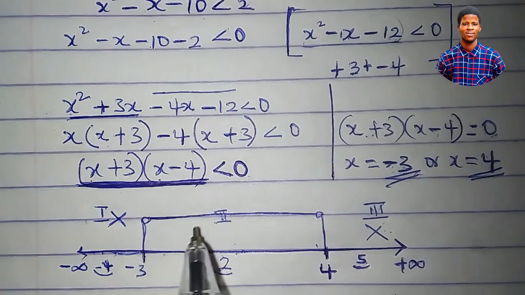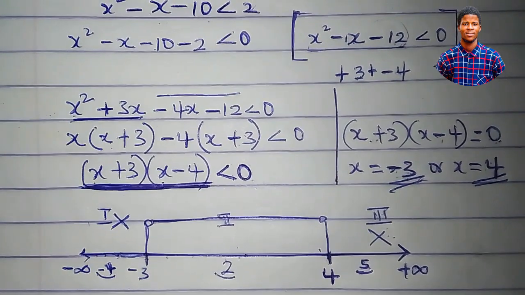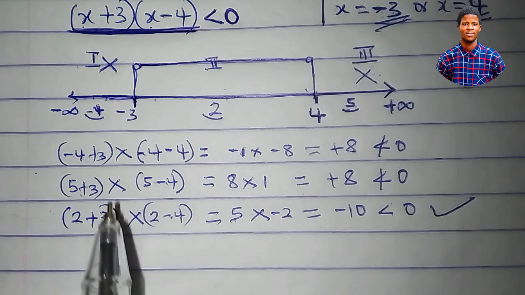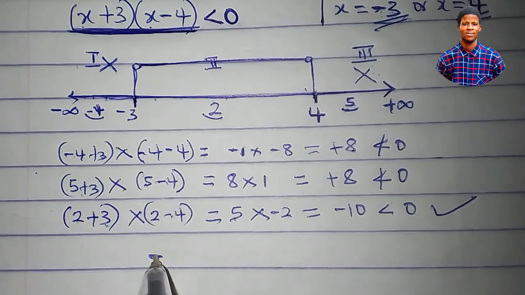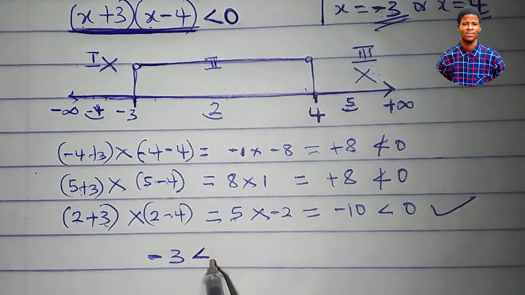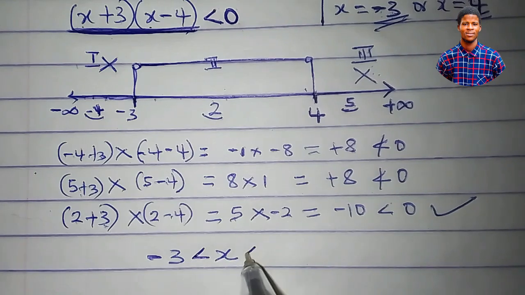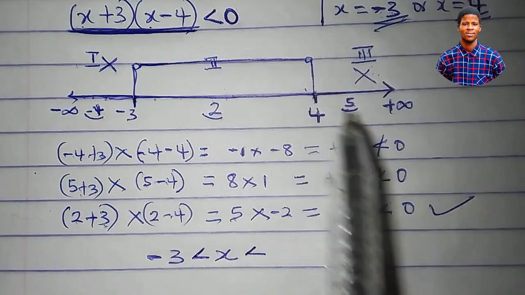This region satisfies this inequality. So the solution set will be minus 3 is less than x, and that x is less than 4.